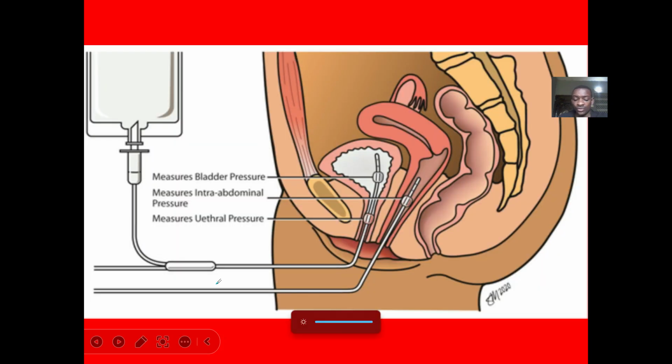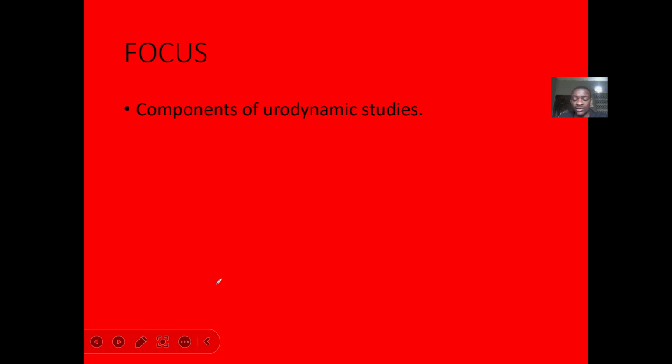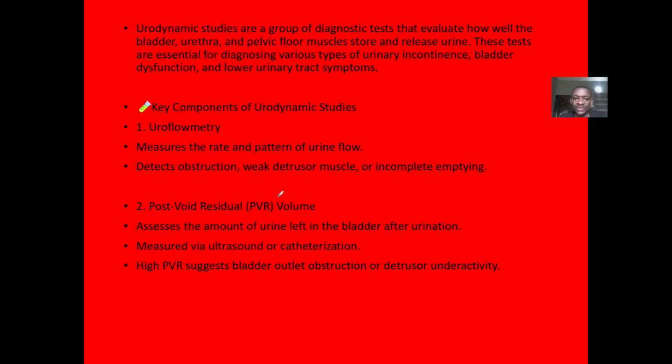For urodynamic studies, if I'm asked to define the terminology, I'll say uro is anything urinary system, and dynamic is something that can be moved. So there are a group of diagnostic studies. They evaluate how well the bladder, the urethra, and pelvic floor muscles are able to store and also release urine. These tests are very important in diagnosing issues that are related to bladder issues.